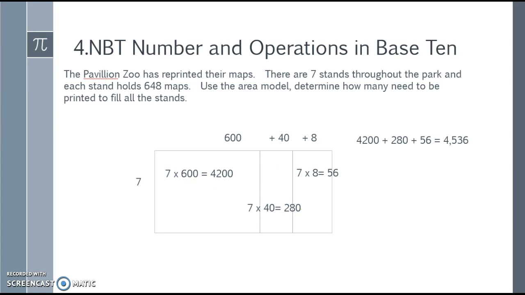So then we can use the distributive property. Well, I have 7 times 600, so 7 times 600 is 4,200. 7 times 40 is 280, and 7 times 8 is 56. Using a little bit of mental math, when I add these pieces together, I see that we would need 4,536 maps to fill all of the stands.